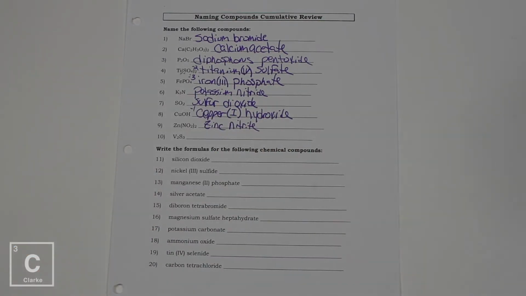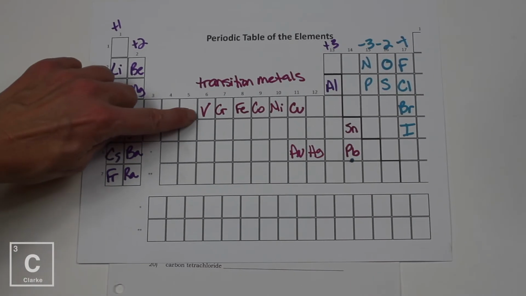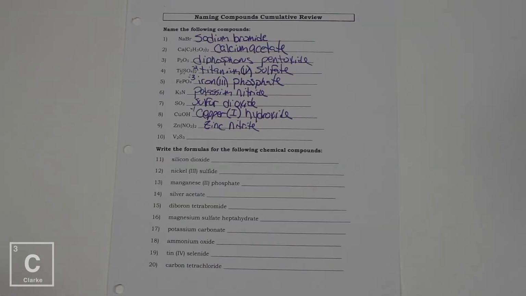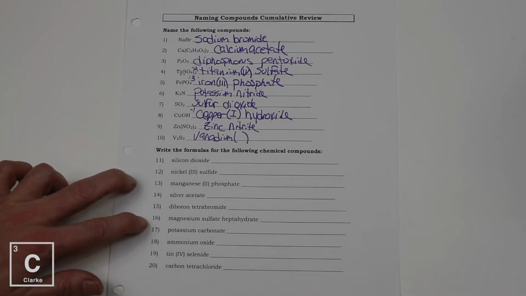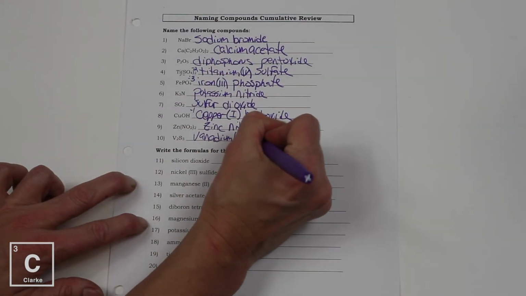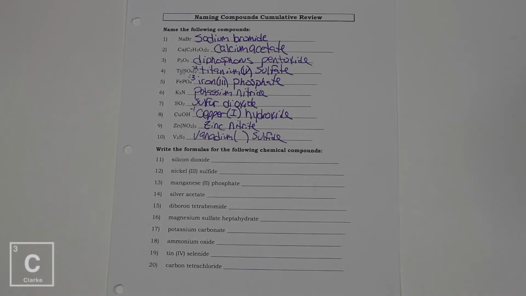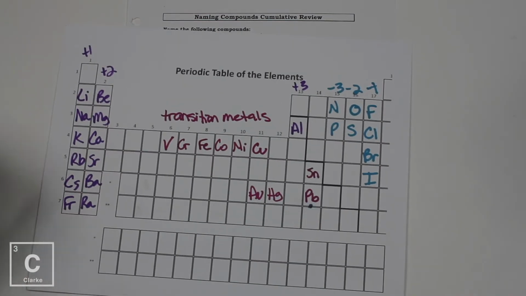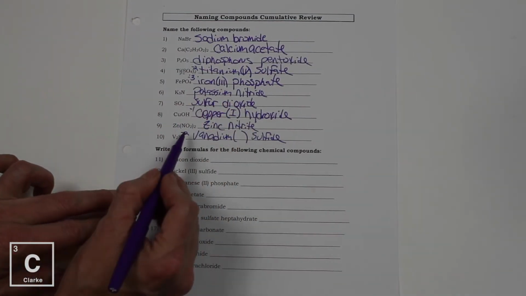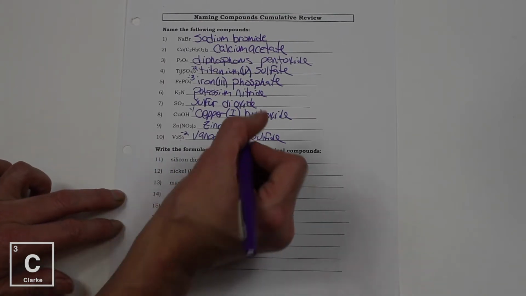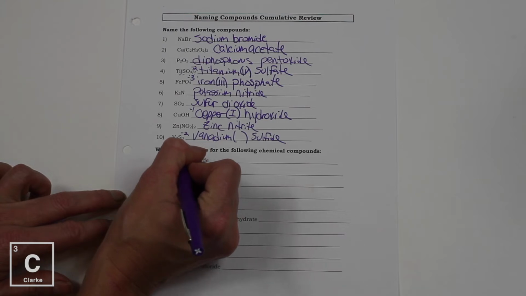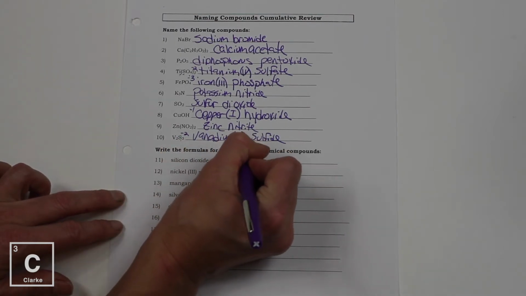And then our last naming example, V2S3. Let's look at that first element, a transition metal. We need a Roman numeral. V is vanadium. We'll leave a space for the Roman numeral. S is sulfur. We're going to change that ending to sulfide. Now we have to figure out that Roman numeral. Sulfur is a -2. So we've got 2 times 3, 6, divided by 2, 3. Roman numeral 3.